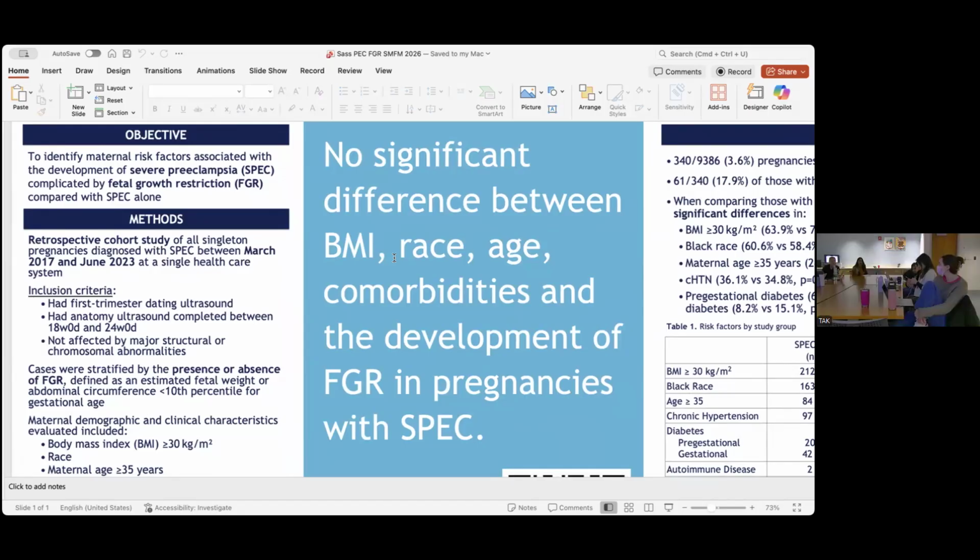I might, instead of in the objective saying severe preeclampsia complicated by FGR, just say "and development." Yeah, because they don't necessarily, like, one might come first. It could be one or the other. Who comes first? Yeah, that's what I mean. Okay.